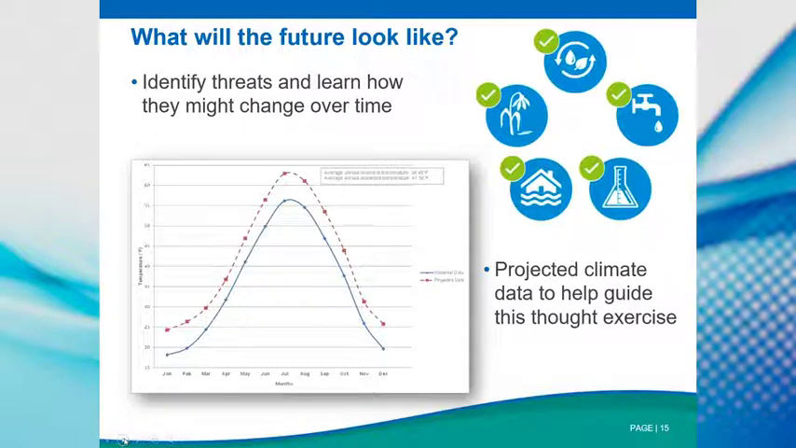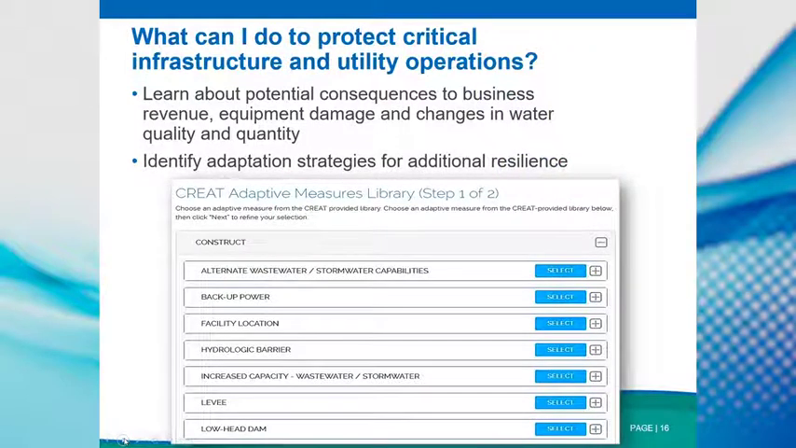Projected climate data will allow us to examine scenarios such as how much hotter and drier or warmer and wetter the future may be. So by understanding how climate might change in the future, utilities can identify strategies to protect critical assets. By definition, and you'll hear a lot about this in the future sessions, adaptive measures are any actions or strategies to protect critical assets and mitigate the impacts of those threats.